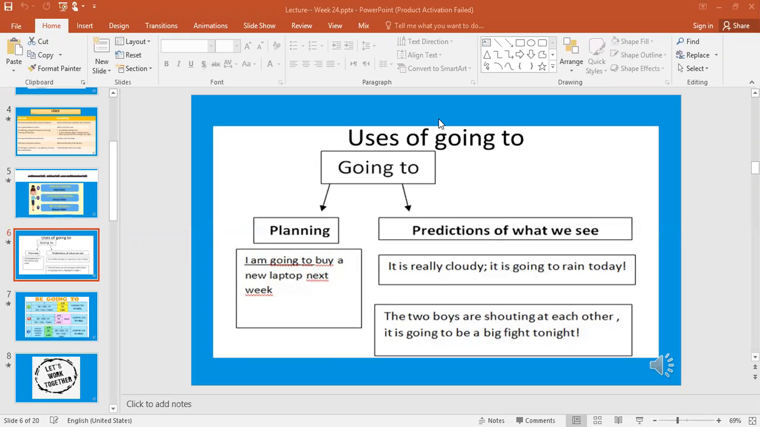Let me give you an example easier than this one. If I said Hassan's answers in the exam are perfect, he is going to get a full mark. How did I know that he is going to get a full mark? Based on what? On his answers. How did I know his answers? Because they are perfect. You saw them. Very good. I saw the answers, so my prediction is based on what I see.